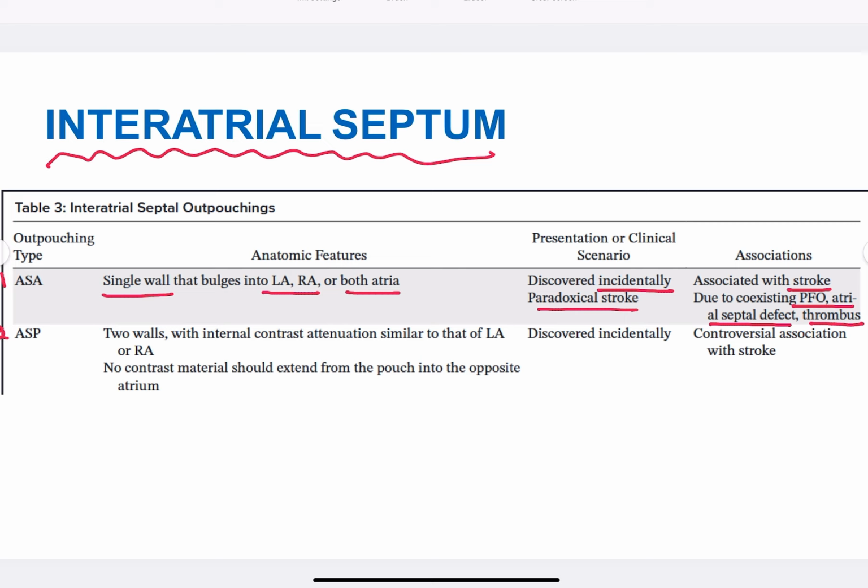While the atrial septal pouch has two walls, and the internal contrast attenuation will be similar to the atria from which they are arising, that can be the left atria or right atria, and no contrast material should extend from the pouch into the opposite atrium. They are usually incidentally discovered and they have a controversial association with stroke.